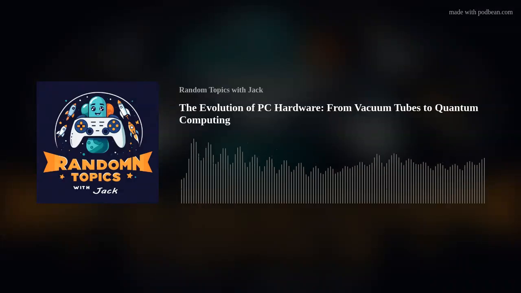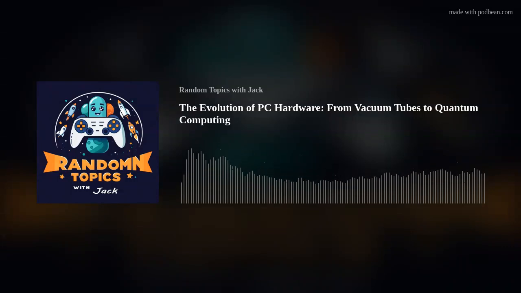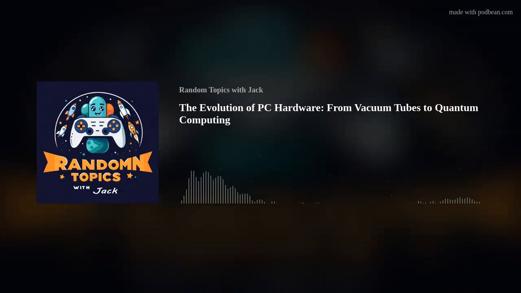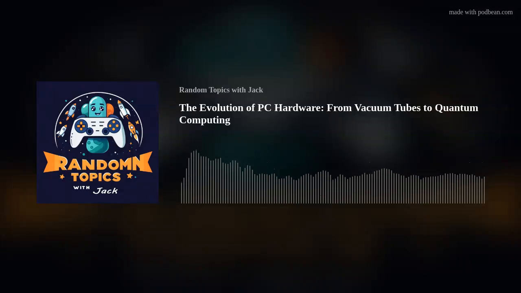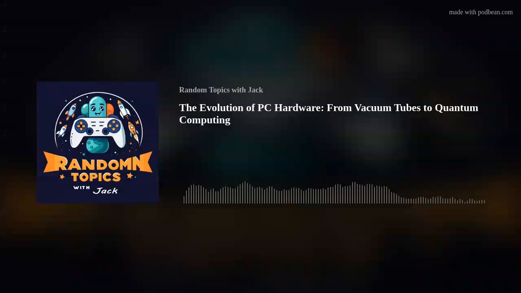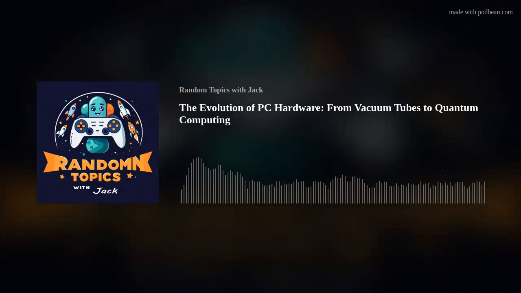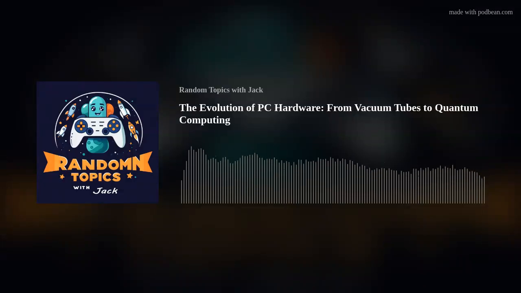Following the Altair, 1977 saw the emergence of more user-friendly machines, including the Apple II and the Tandy TRS-80. The Apple II was particularly significant as it featured a plastic casing, colour graphics, and an open architecture that allowed users to expand its capabilities. This shift towards more accessible and versatile machines appealed to a broader audience, leading to a surge of home computing. By the early 1980s, the personal computer market was rapidly expanding.